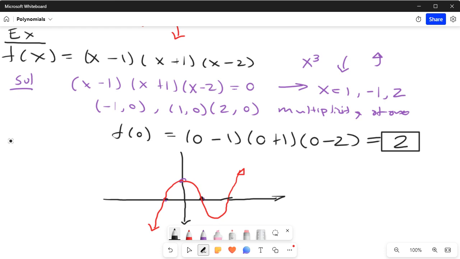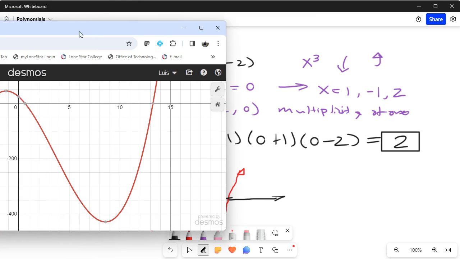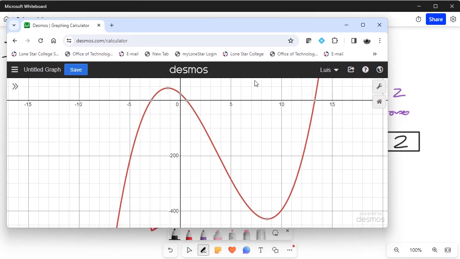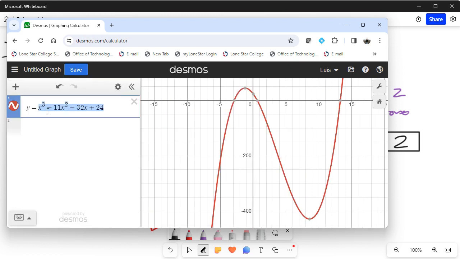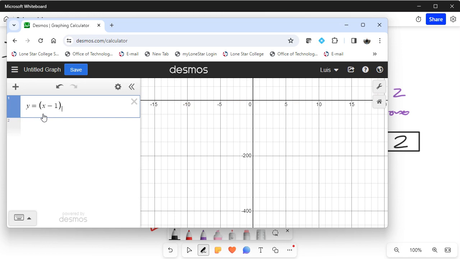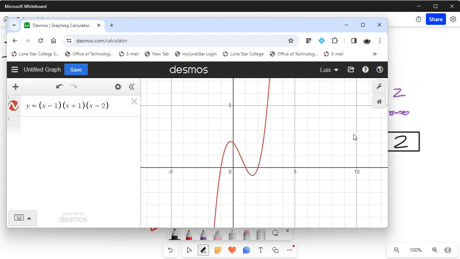There might be another one though, because it's likely that the peak is a little shifted, but in either case, it's getting us thinking about what the graph could look like. And let's say that we wanted to use Desmos to graph this. Our graph is going to be x minus 1 times x plus 1, and then x minus 2. And notice that the graphs look very similar.